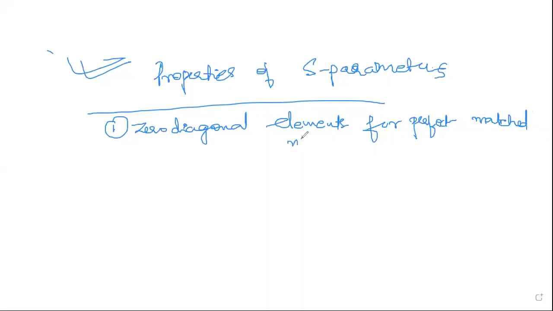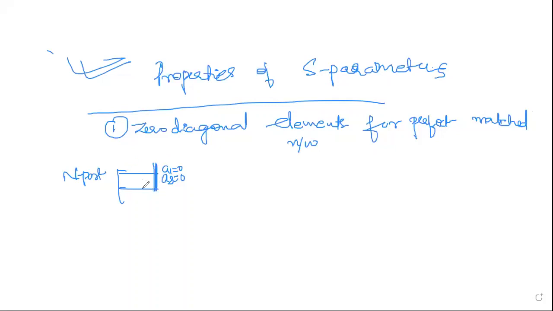Zero diagonal elements for a perfectly matched network. Now consider an n-port network with matched terminations. That means you will have the matched termination, similar to how we took A2 equal to 0 or A1 equal to 0. You're matching the terminations.